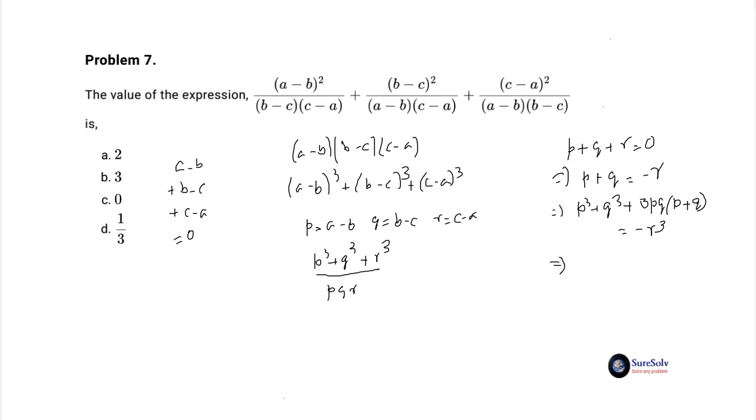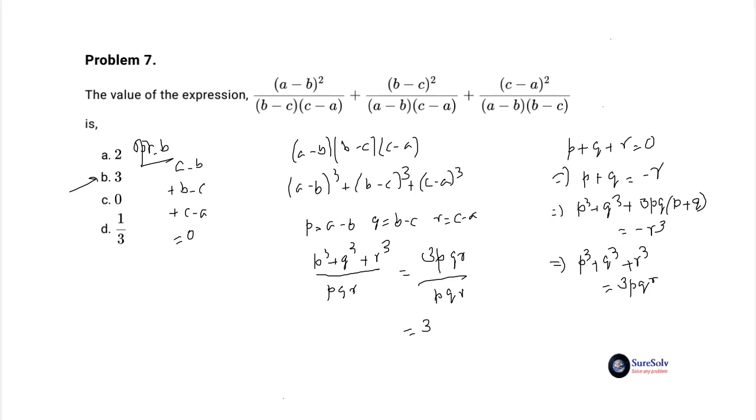So p cube plus q cube plus r cube equal to 3pqr. You have replaced p plus q with minus r and transferred it to the RHS, and shifting minus r cube to the LHS. The target expression value is simply 3pqr divided by pqr equal to 3. Answer is option B, 3. By applying the concepts and techniques, you could solve the problem easily in mind.